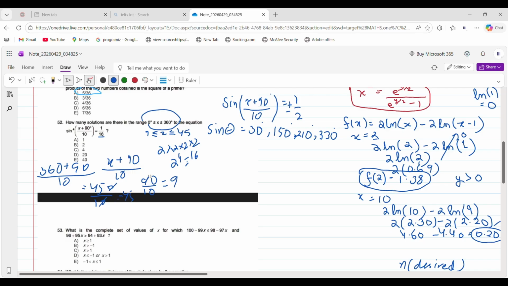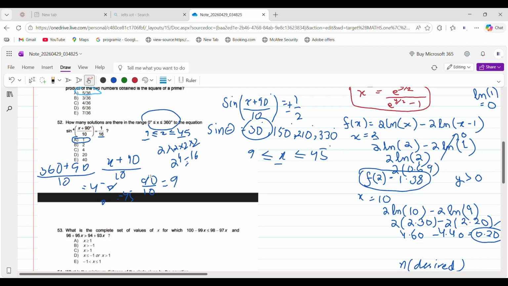So 45. Whatever my theta would be, it would be in between 9 and 45, which leaves us with only one number, which is 30. 30 is the only number which comes in between 9 and 45, because my x would be that degree which is greater than or equal to 9 and less than or equal to 45 degrees, which is only 30. So my possible solution is only one. I hope this is clear, not difficult at all.